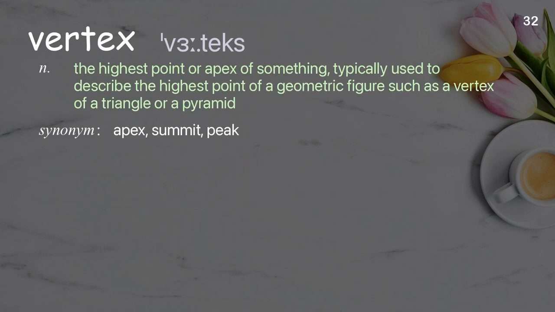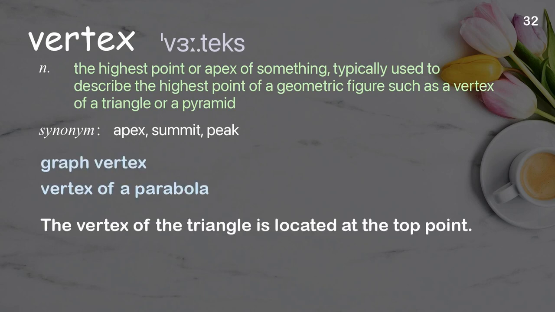Vertex. The highest point or apex of something, typically used to describe the highest point of a geometric figure, such as a vertex of a triangle or a pyramid. Examples: Graph vertex. Vertex of a parabola. The vertex of the triangle is located at the top point.